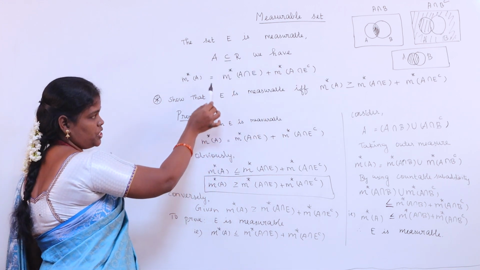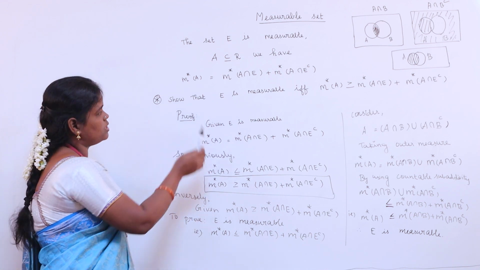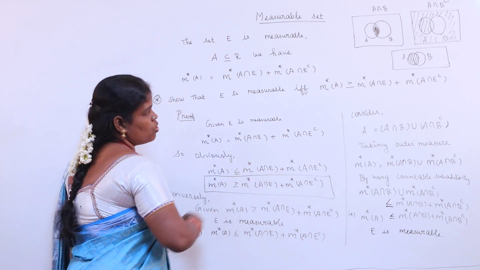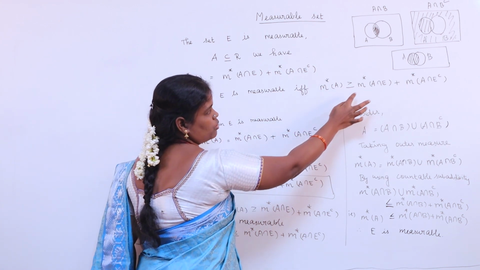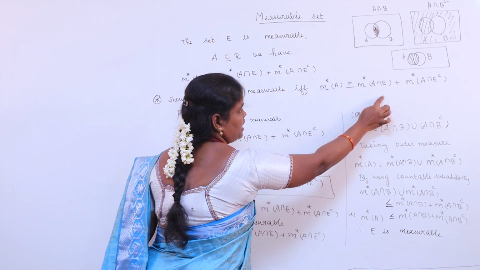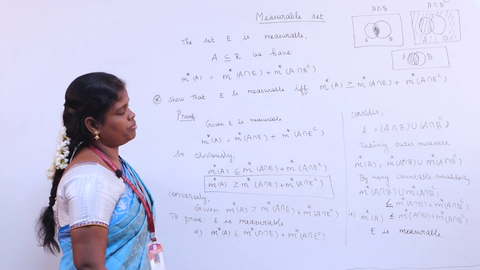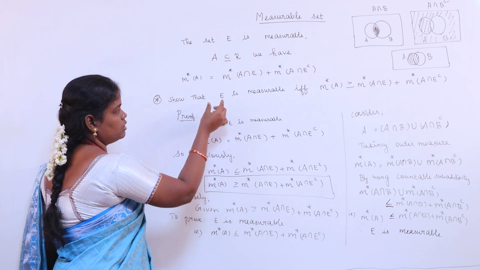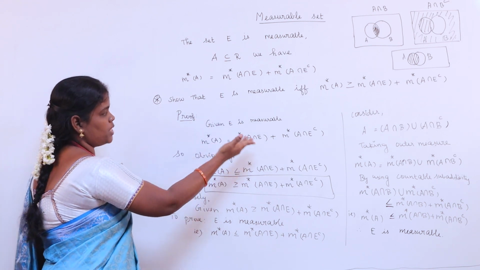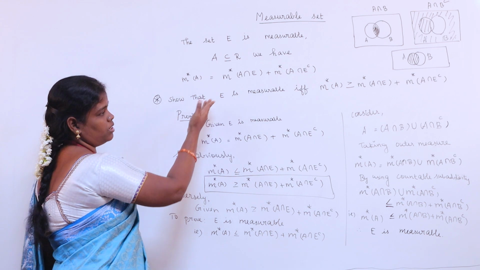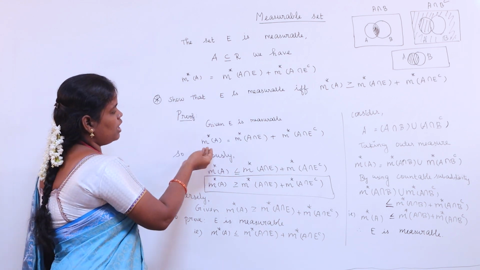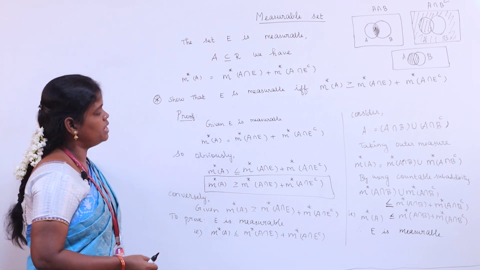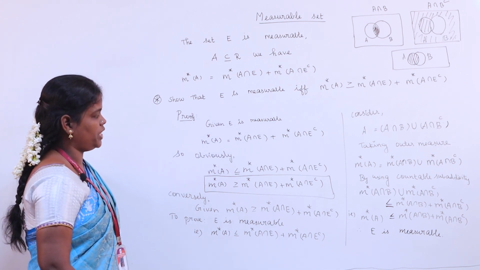Based on that definition, we have to see some theorems. Show that E is measurable if and only if outer measure of A is greater than or equal to outer measure of A intersection E plus outer measure of A intersection E complement. First, you have to write E is measurable. E is measurable means we have to see outer measure of A is equal to outer measure of A intersection E plus outer measure of A intersection E complement.